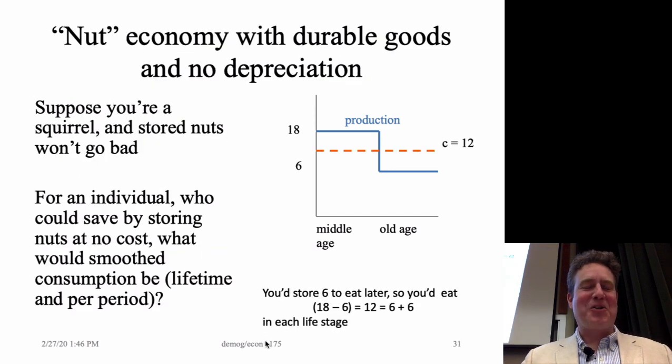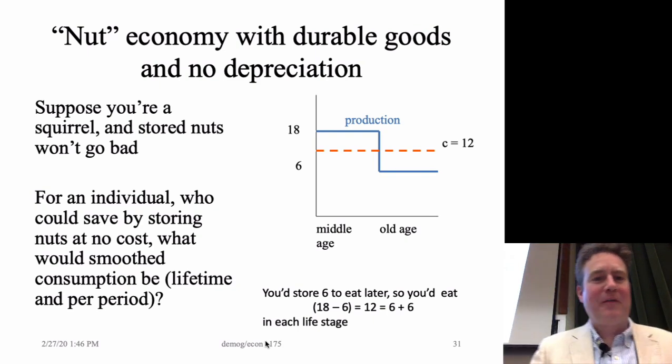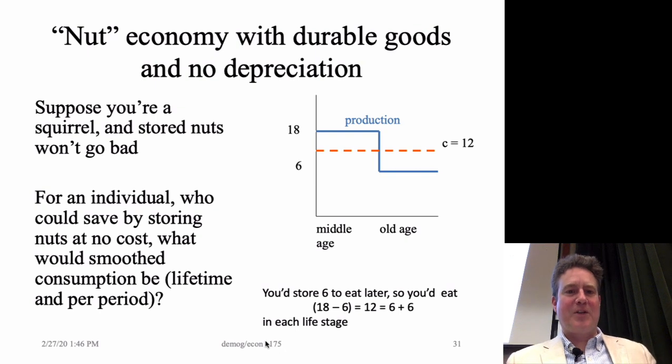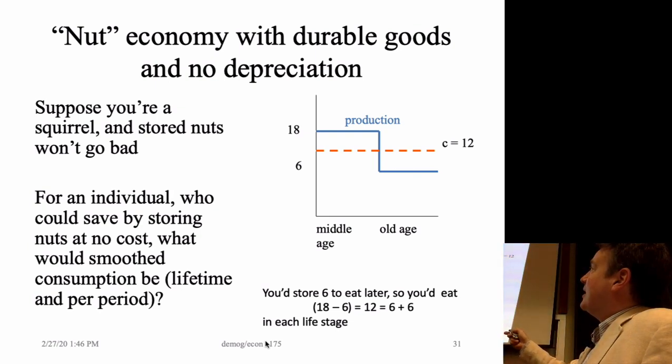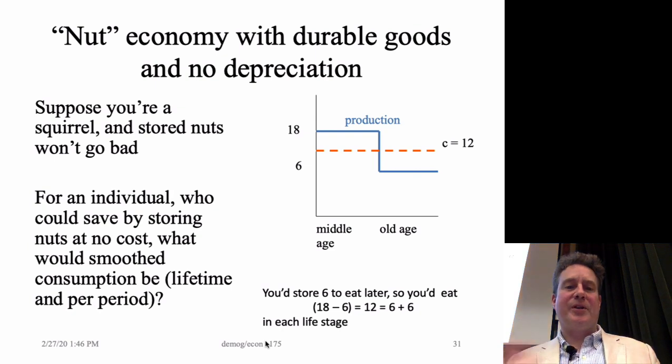Okay. So suppose we've got a nut economy with durable goods. So nuts can be stored, that's the idea. If an individual has this sort of lifetime production, that's what the blue line is. Suppose you produce a bunch in your middle age and you think about saving a bunch of nuts to eat when you're older and you're not nearly as productive as a squirrel. Maybe you take 6 of your nuts from when you're producing 18 while you're in middle age, and you squirrel them away, and you eat them with the 6 that you produce later. And so your consumption over your lifetime is this smoothed level of 12.